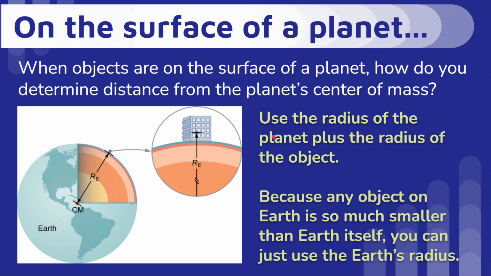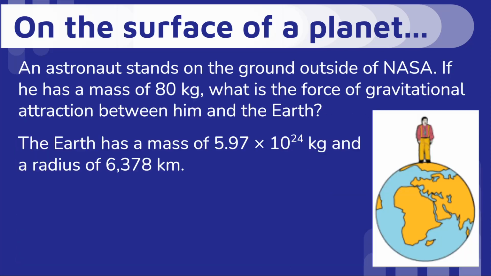So again, we're going to use the radius of the planet. Because any object on Earth is so much smaller than the Earth itself, we're just going to use the Earth's radius. Same would be true if we're talking about the moon or any other planet. If you have a really big object and a really small one, you can just use the radius of that planet. This is obviously not to scale.